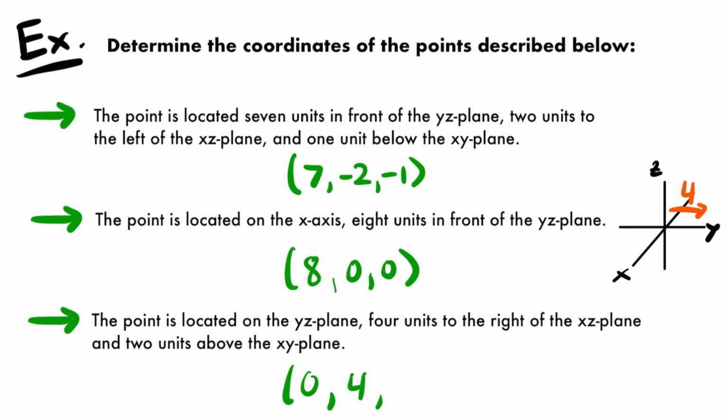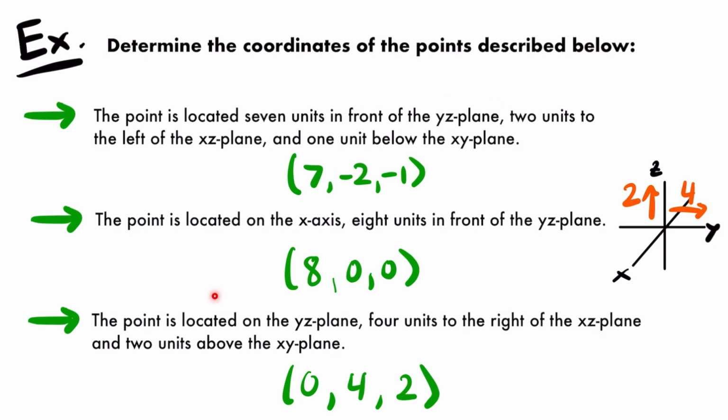And then what about the z coordinate? We can assume that this last part's going to tell us what it is. We're 2 units above the xy plane, which is exactly how you would measure the z coordinate. When you're measuring in the z direction, you are measuring from the xy plane. In this case, we are above the xy plane by 2 units, so our z coordinate will be positive 2. All right, so that's going to be our last coordinate, and that's the point described by this description.